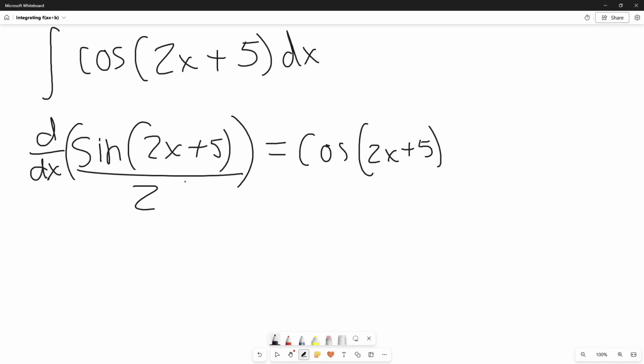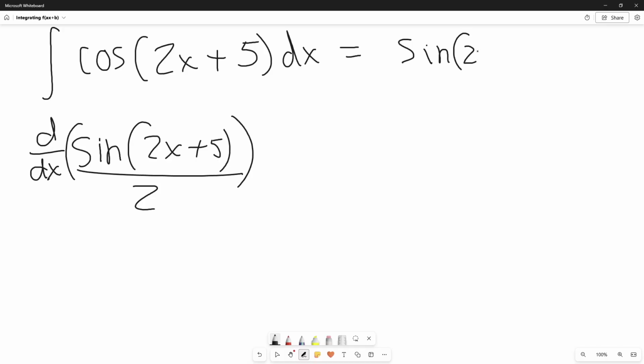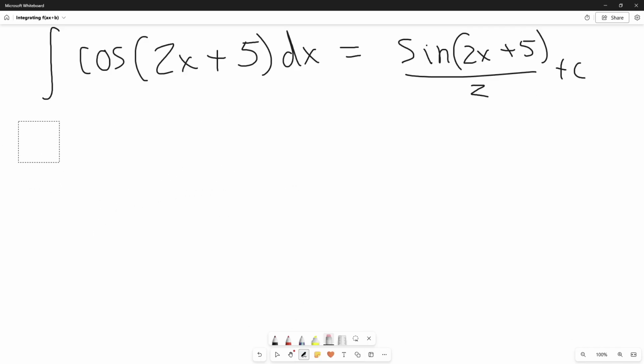So yes, pretty simple. We got our answer using the normal way, or the way that you would have done before, probably. So this is equal to sine 2x plus 5 over 2 plus c. And now let's do it thinking in the way that I just explained.